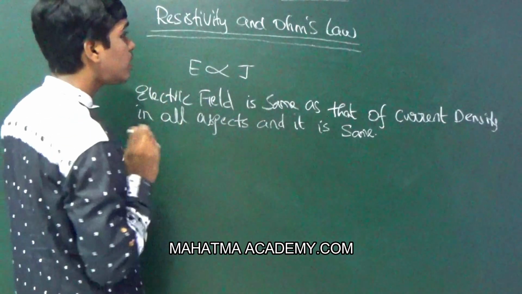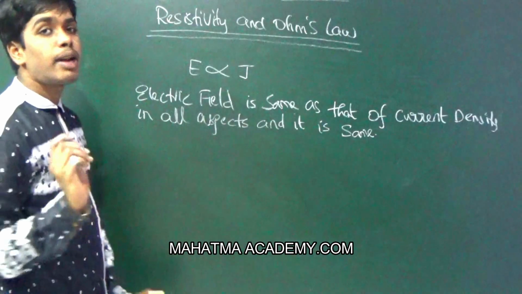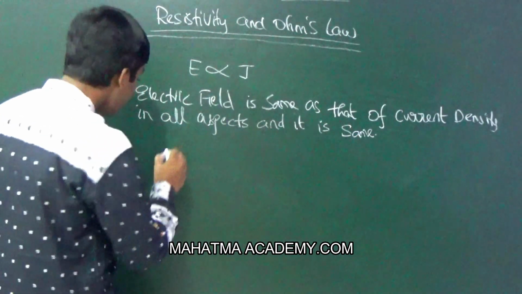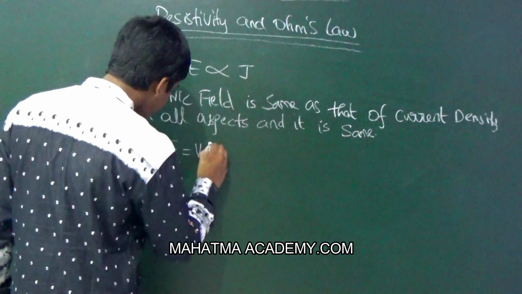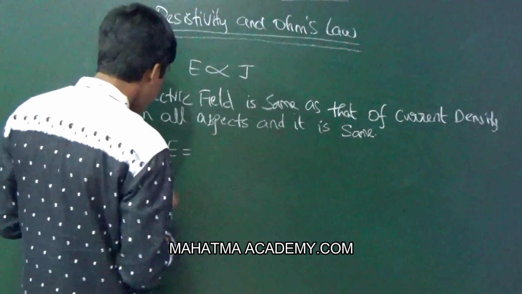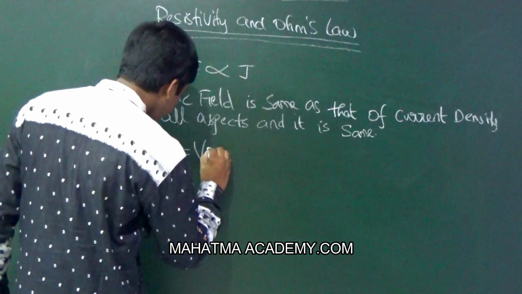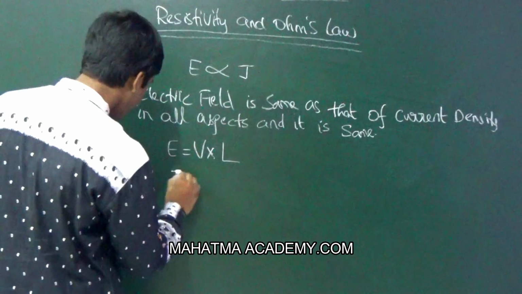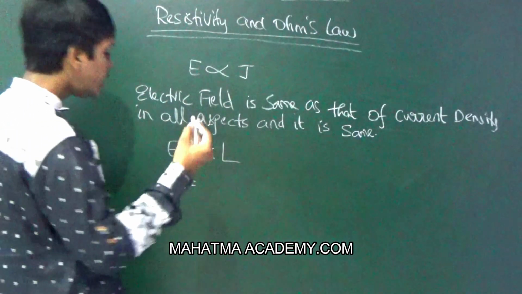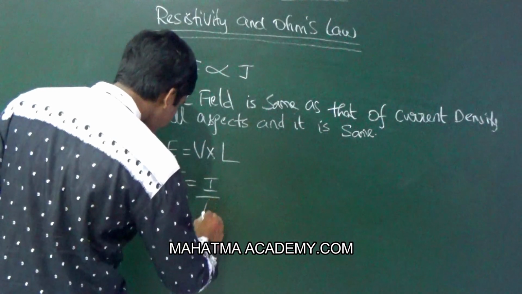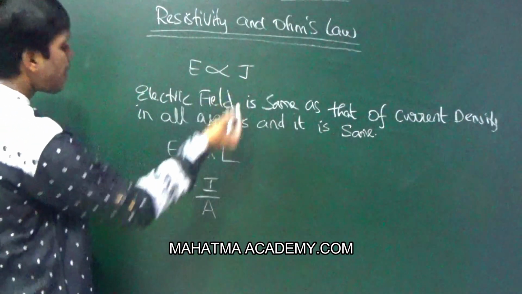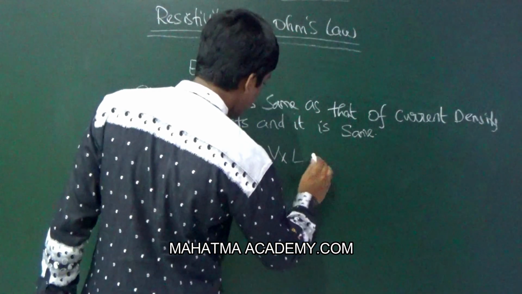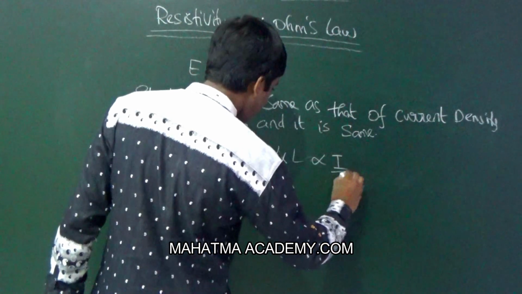Now we will write the resistivity formula. Using this, we know that this is the electric field. Now we have the relation that E is equal to V by L. Now J, you know, the current density means I upon area. Now we have seen that V by L is proportional to I upon A.